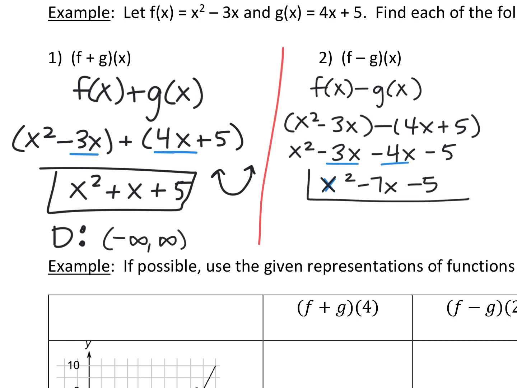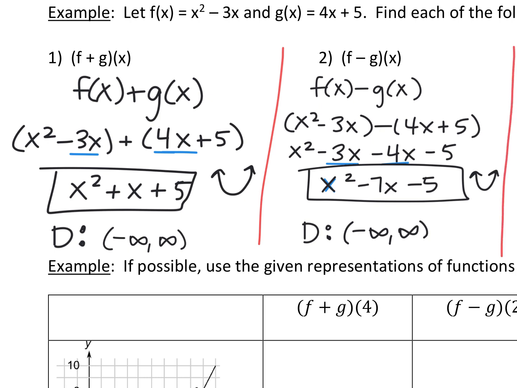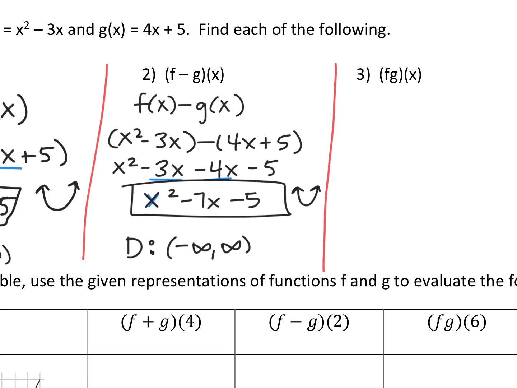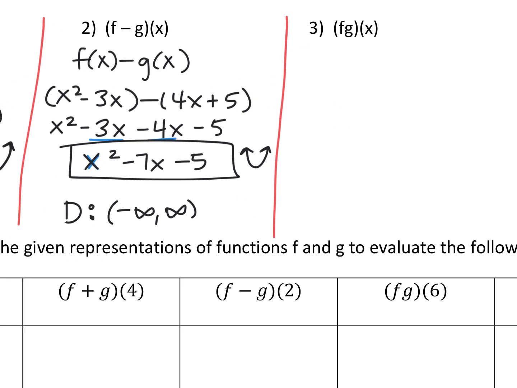Again, what kind of function is it? Quadratic. So it looks like this. Parabola. The domain of a quadratic is all real numbers, negative infinity to positive infinity. Okay, drawing another line. Because now we're going to move on to multiplication. This is going to get a little bit more awesome now.